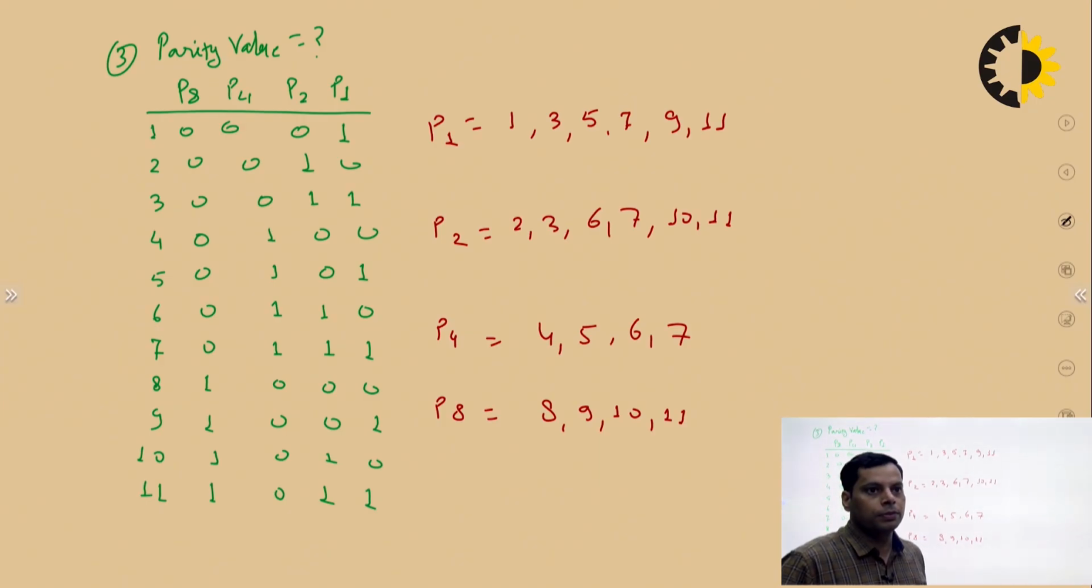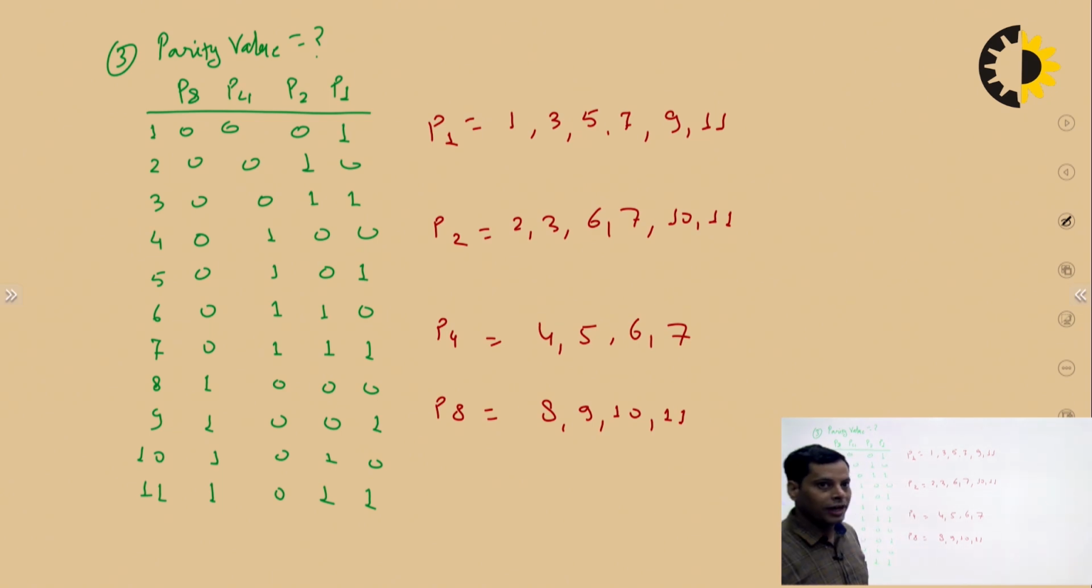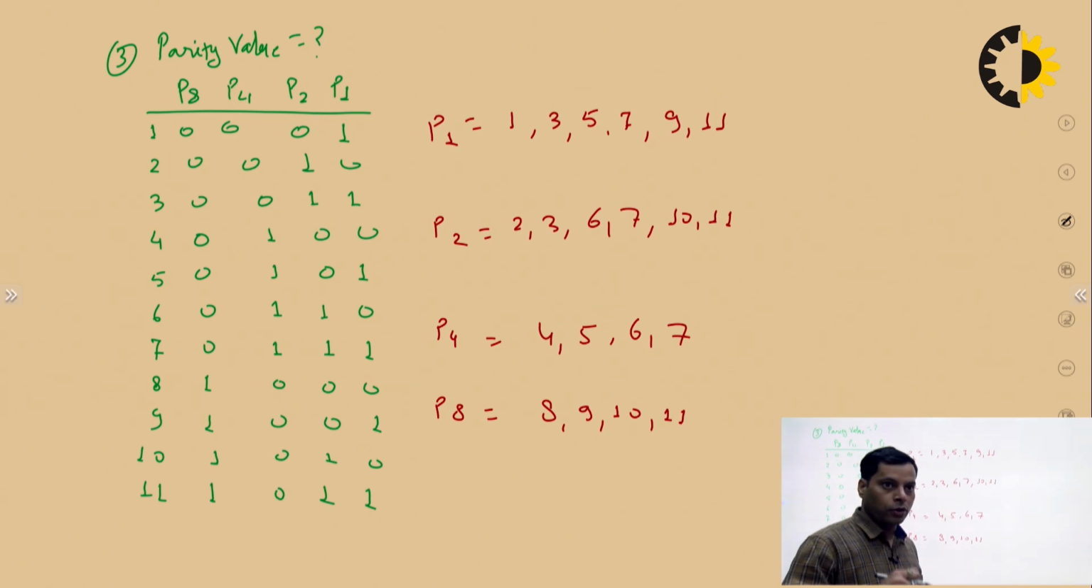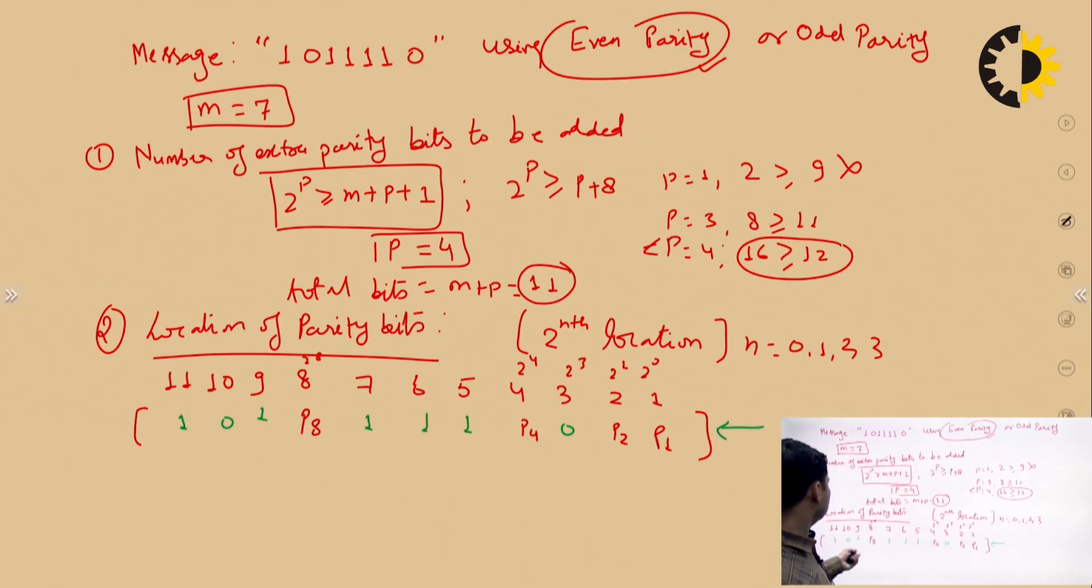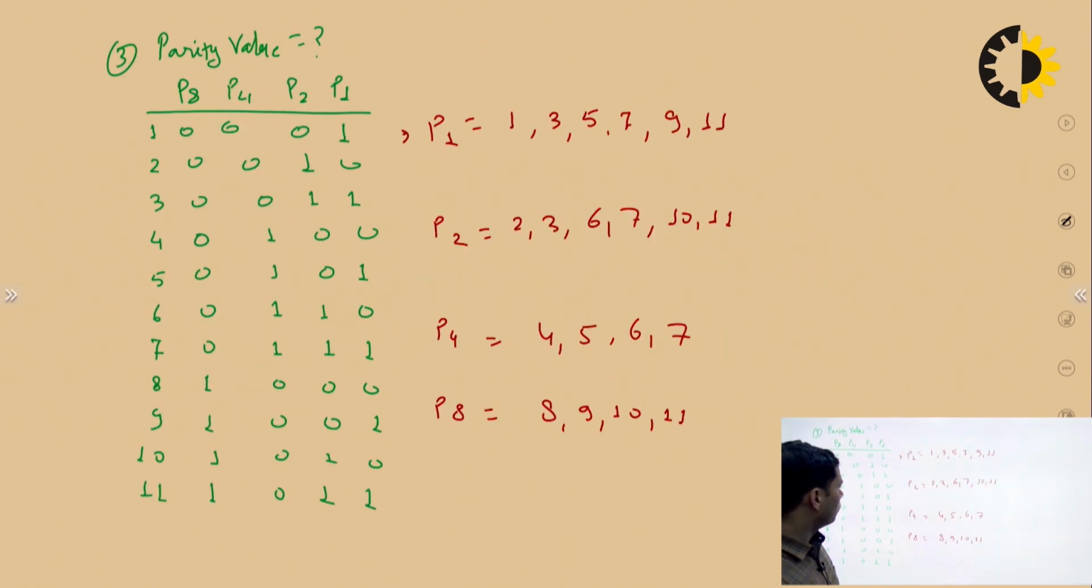After marking these positions, now we have to check from the data what values are mentioned there. At the P1 position, third position, P1 is the parity bit. In the P1 case, we will see as per the message 1 0 1 P8 1 1 1 P4 0. The first position is P1, third position 0, then the fifth, seventh, ninth and 11th. Okay, in this message we have to keep the values here.